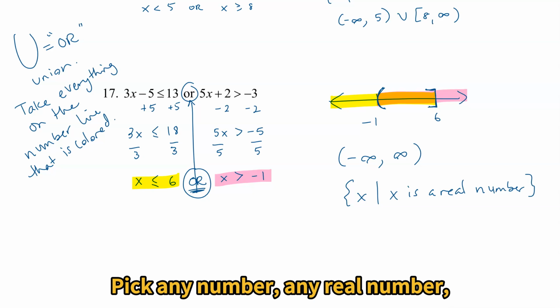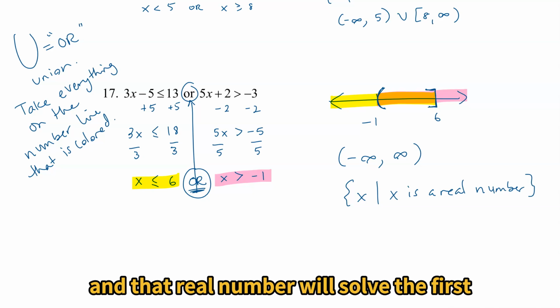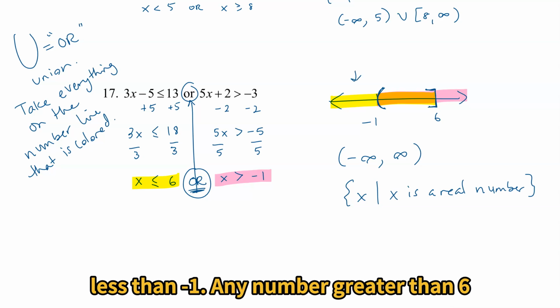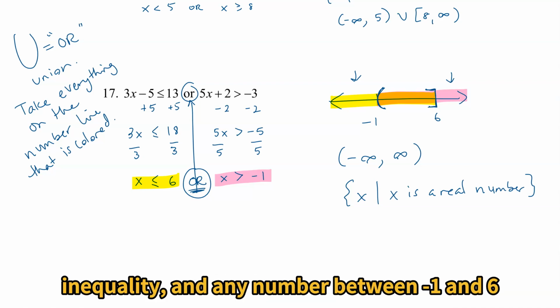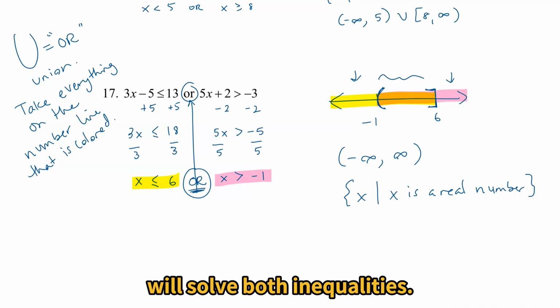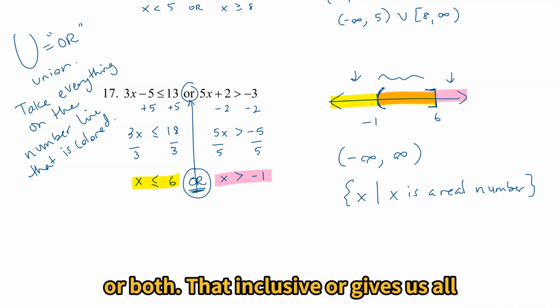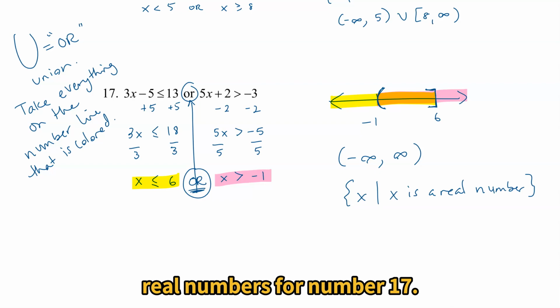Pick any number, any real number, and that real number will solve the first inequality, indicated by the yellow area, less than negative 1. Any number greater than 6 will solve the right inequality, and any number between negative 1 and 6 will solve both inequalities. Remember, one or the other, or both. That inclusive or gives us all real numbers for number 17.